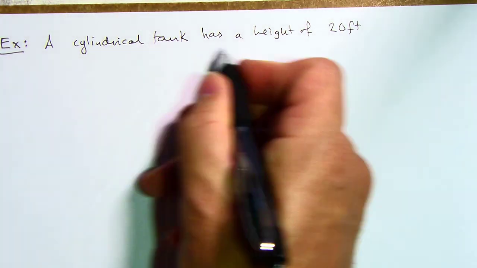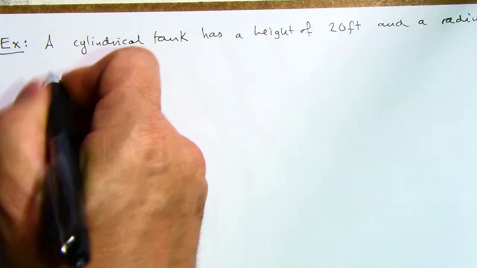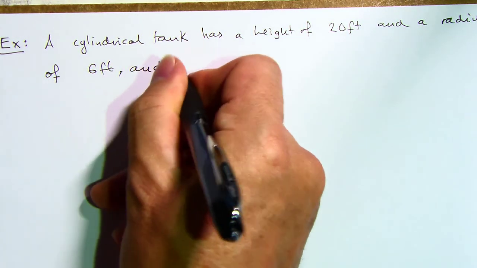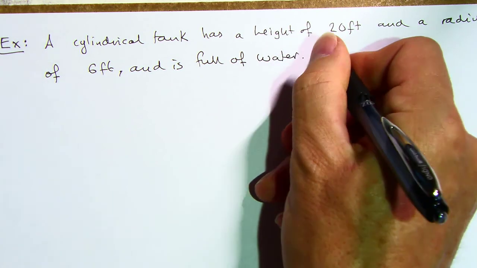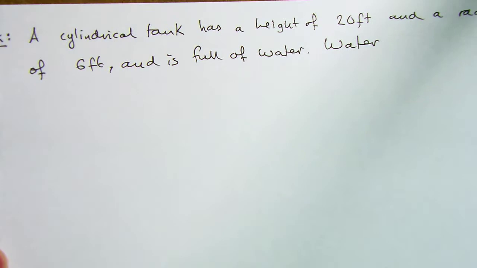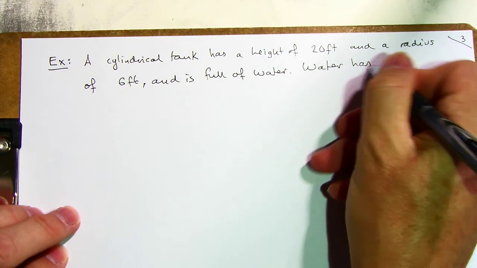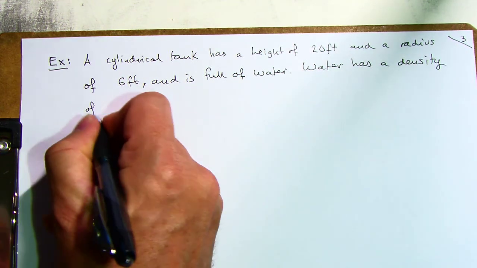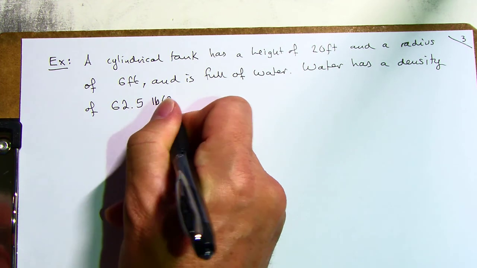All right, so a cylindrical tank has a height of 20 feet and a radius of 6 feet and is full of water. Water, and this is one thing you probably want to memorize because it comes up so often. Let me zoom out a little bit. Water's density, and your book uses a slightly incorrect number, but I think it uses it because it's an easier one to work with. It's 62.5 pounds per cubic foot.